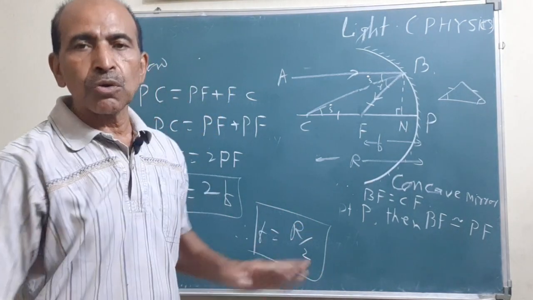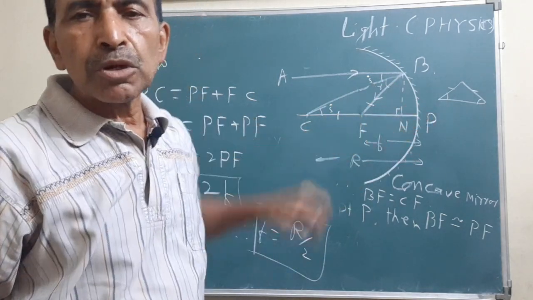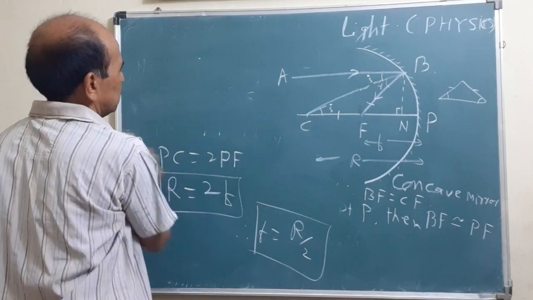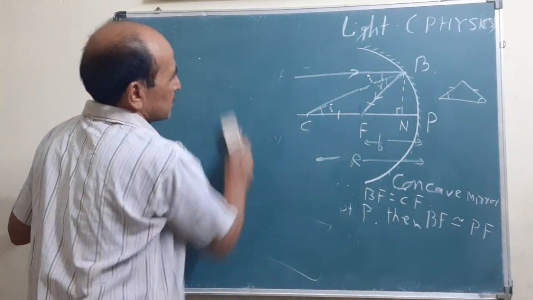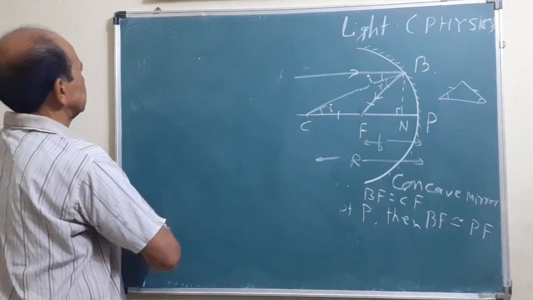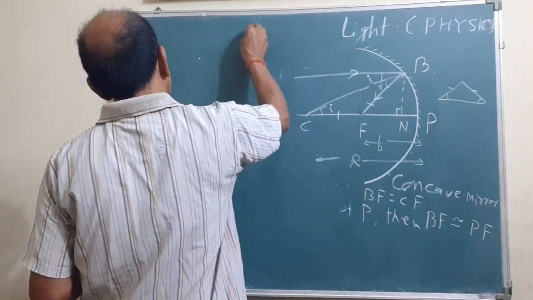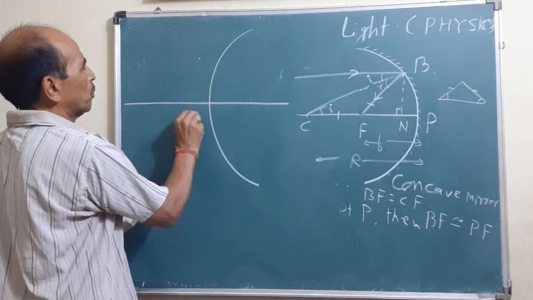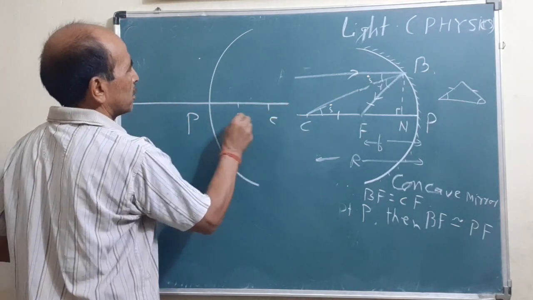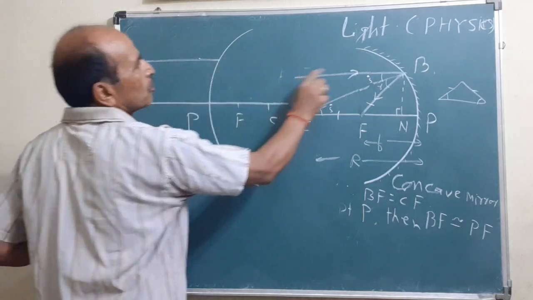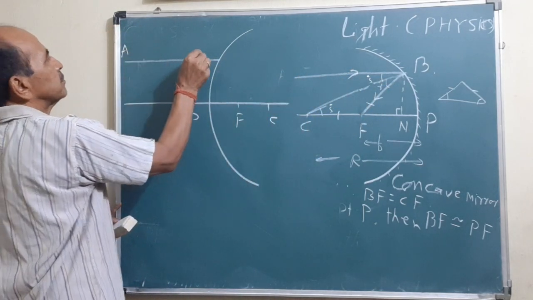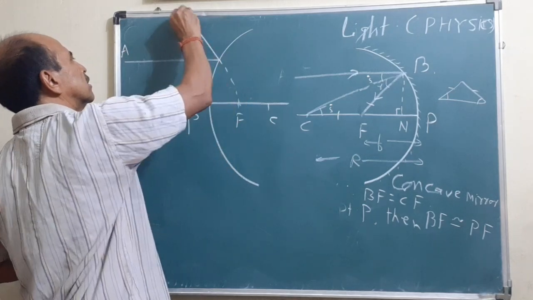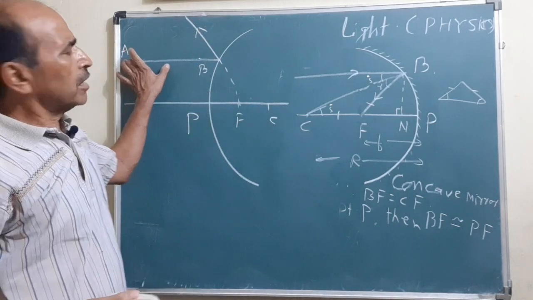This relation is true for concave mirror and also for convex mirror. For convex mirror also you can draw the diagram. This is the convex mirror, with principal axis, pole, focus and center of curvature. Where AB you can consider, and here focus you can consider. Incident ray and here reflected ray.